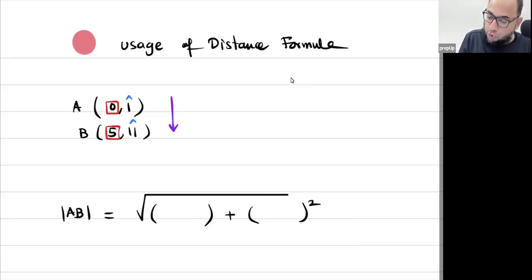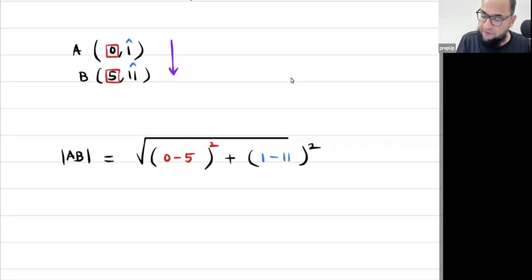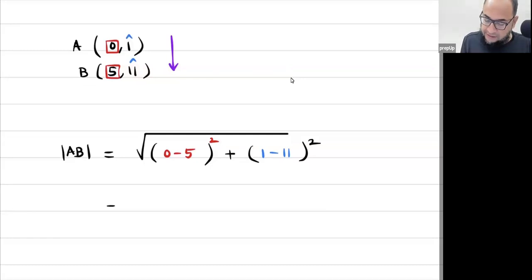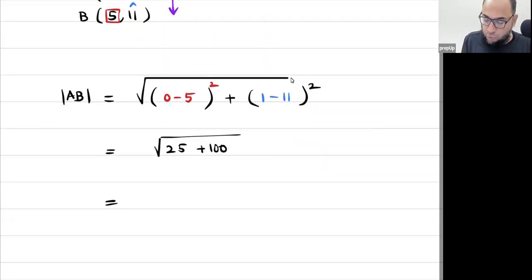So what goes in the first bracket? 0 minus 5 whole square. What goes in the second bracket? That is 1 minus 11 whole square. So 0 minus 5 whole square is basically the base square. 1 minus 11, the whole thing square, that is the height square. And now let me simplify this thing. This is 5 square, which is 25. 1 minus 11 is minus 10. 10 square, which is 100. Square root remains. And this is square root of 125.